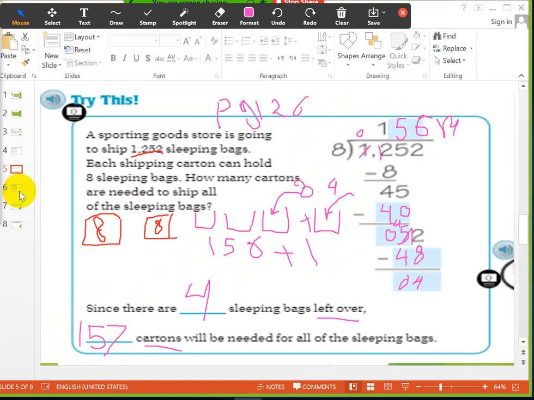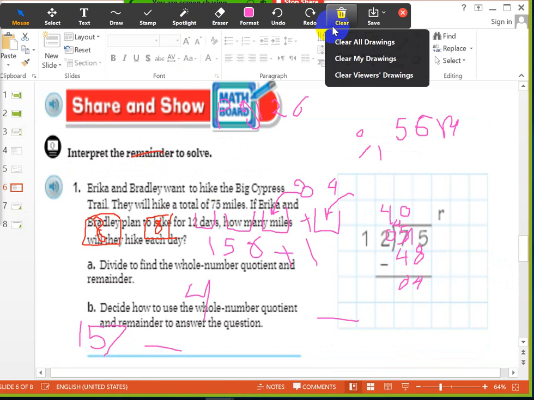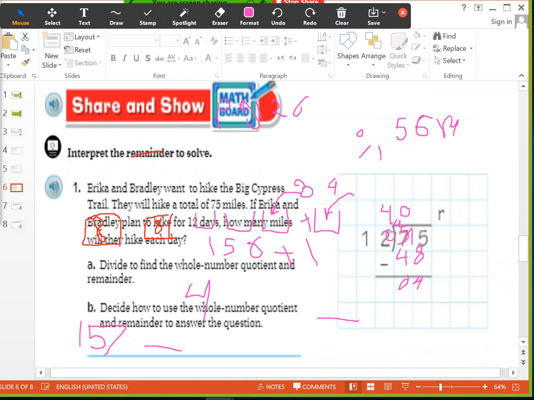Let's move to the next page. Yes, you have a homework, of course, guys. Now I will solve number 1 in page 127. Quickly, please.